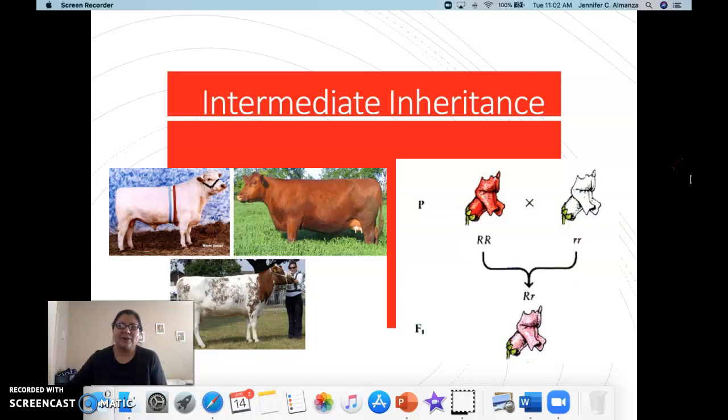Hey guys, so today we're going to go over intermediate inheritance, also known as non-Mendelian genetics. Unfortunately, I assigned an Edpuzzle yesterday and a lot of y'all had questions. So I thought I would go ahead and record my own video with my own notes, and I'll post my notes and also do a separate video on how to work the problems.